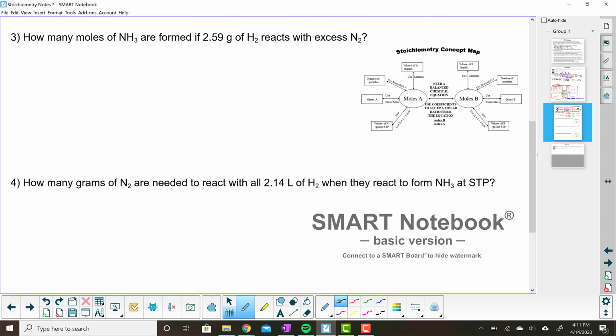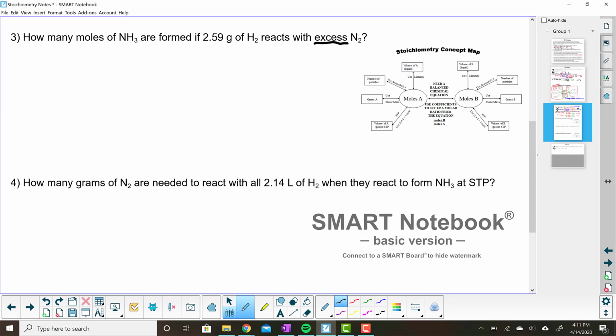All right, let's add in another step. In this question, I want to know how many moles of NH3 can be formed if I have 2.59 grams of H2 reacting with excess N2. Excess just means I have extra, so I'm going to have some leftover N2. I don't really have to worry about it right now because it's just going to be left over.